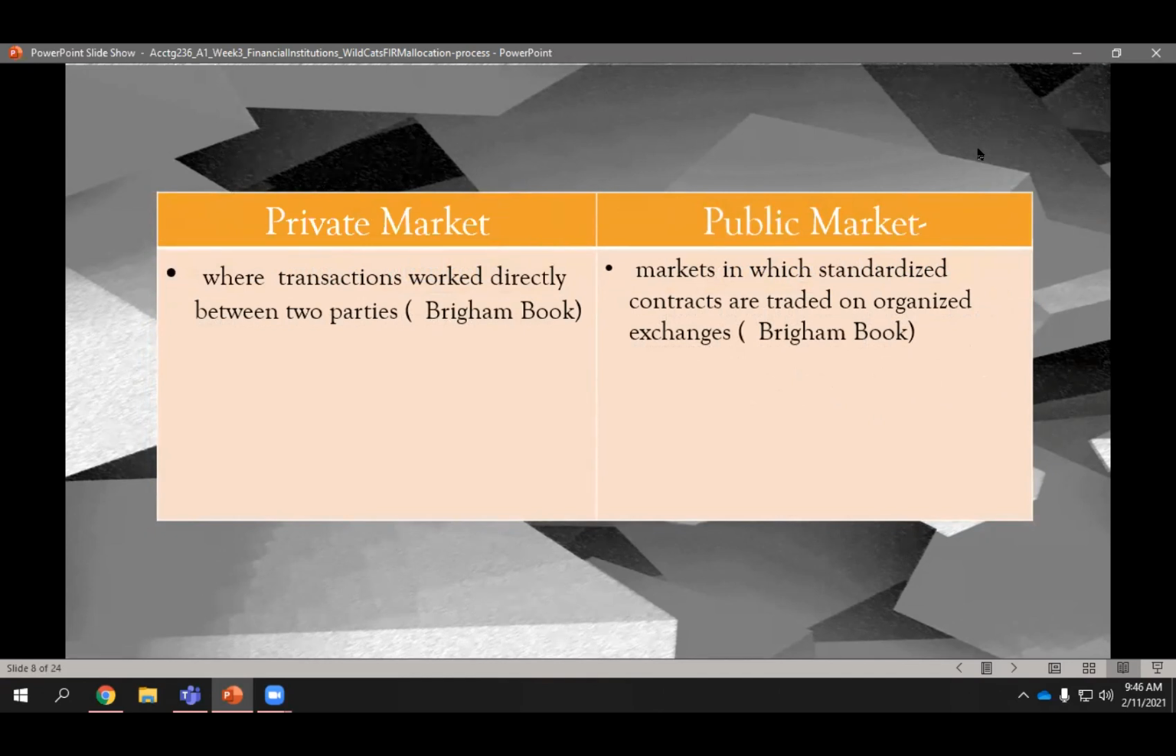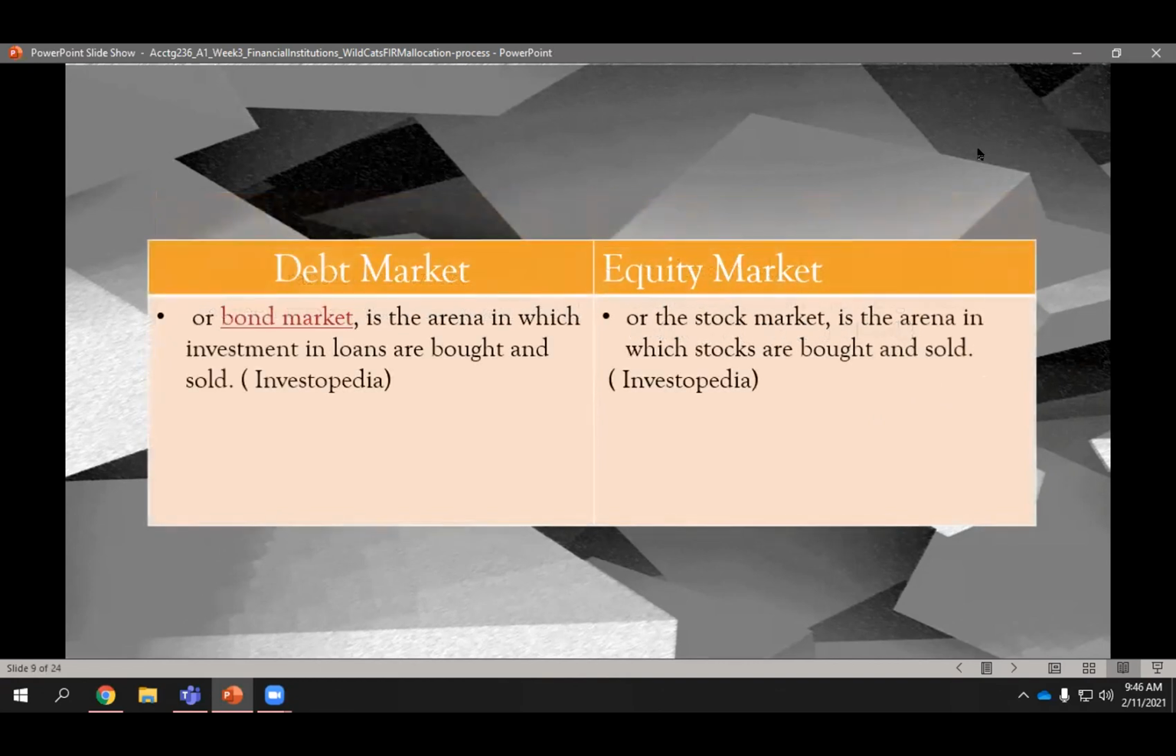the people. Next, we have the debt market, wherein investments in loans are bought and sold. And then equity market, lastly, or the stock market, is the market in which stocks are bought and sold.